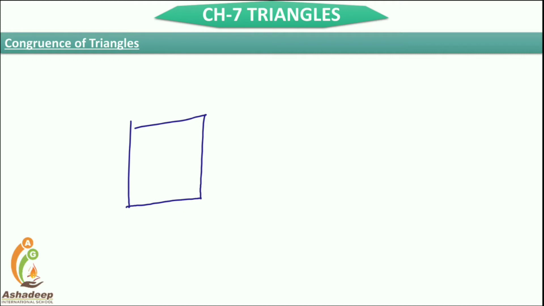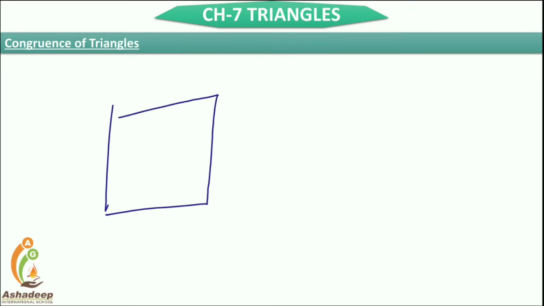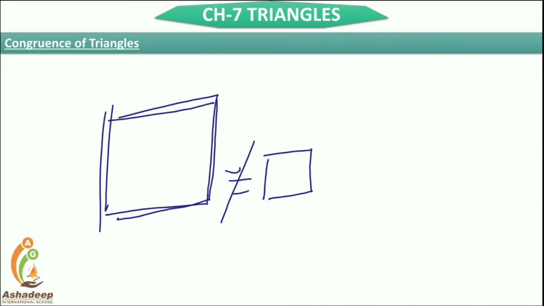This is a square, and if I draw another square of the same size, we can say both the squares are congruent. But if I draw this square and this square, both are squares, but can I say these squares are congruent squares? No. Why? Because the shape and the size both must be the same.